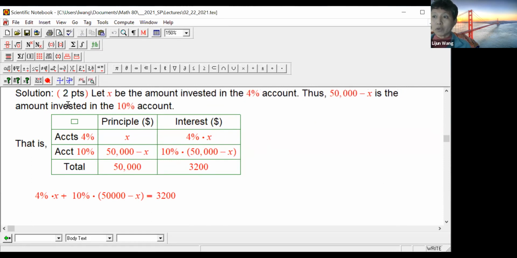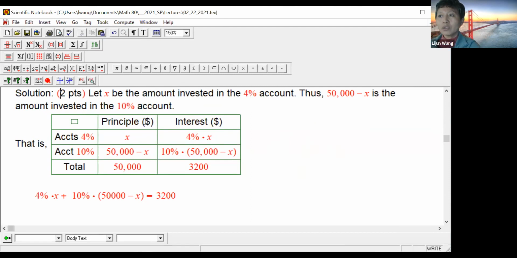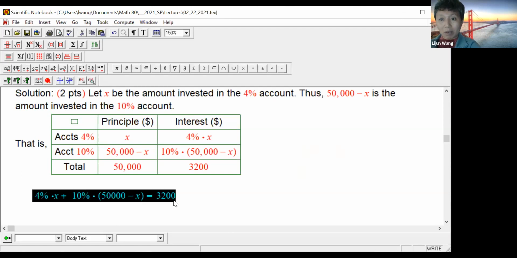In other words, if you don't have these 2 sentences, you don't get 2 points. And you put these 2 sentences in that order, because you're going to use X in your equation. You should tell me the meaning of X before that equation. Do you follow me? Just like you write an English essay.